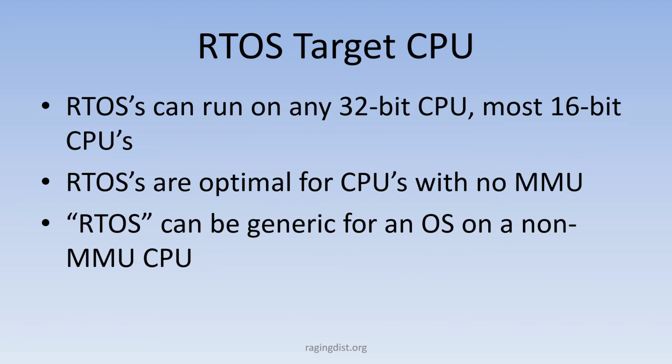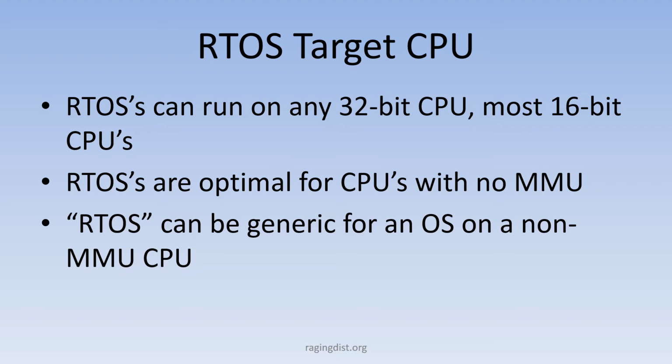So an RTOS target CPU can run on any 32-bit CPU and most 16-bit CPUs. It can run on it. Now, can is different than should. Why can't it run on an 8-bit? Well, you just don't have the addressing space to accommodate that application that you find on an RTOS.